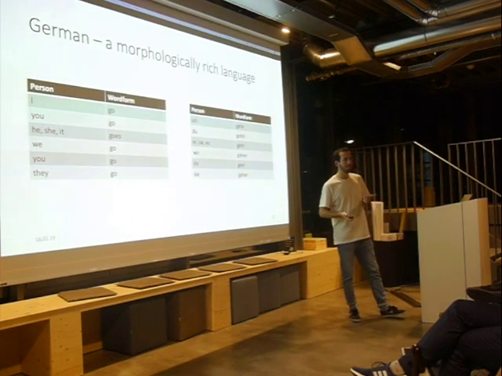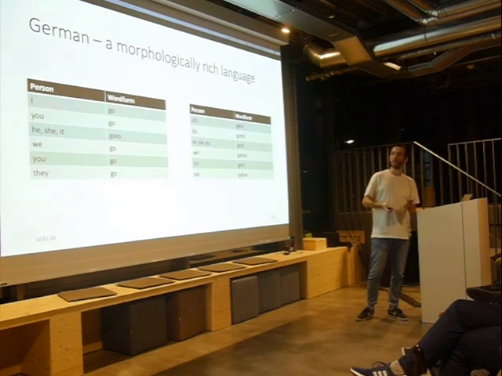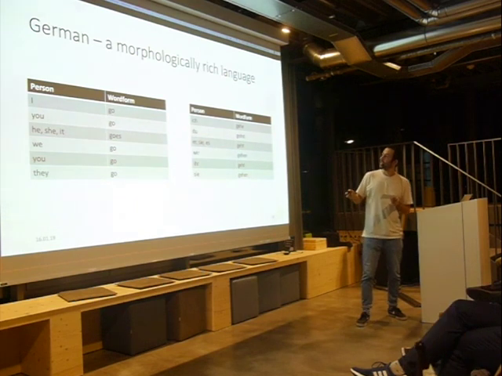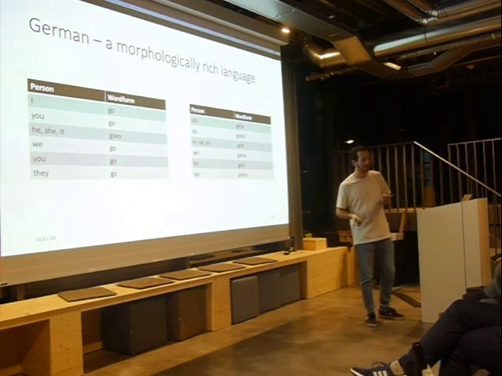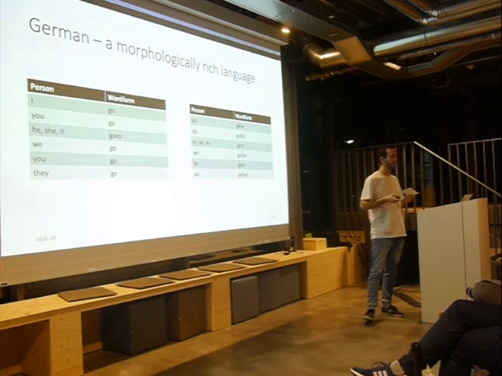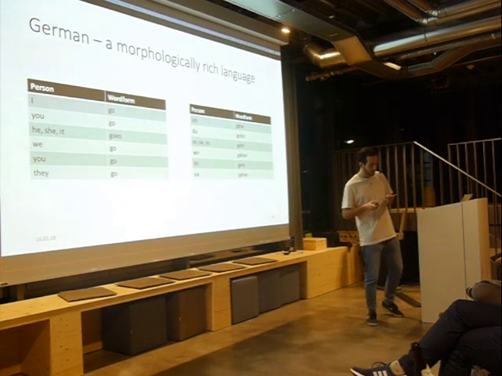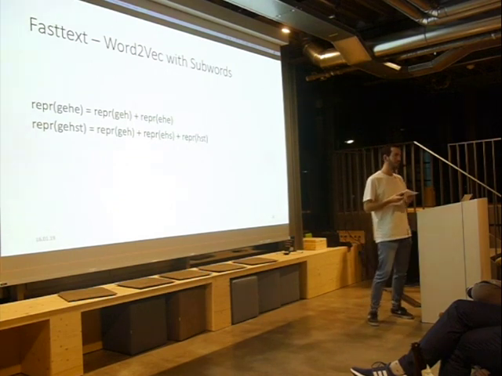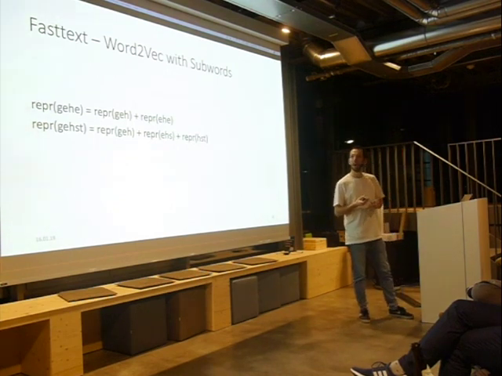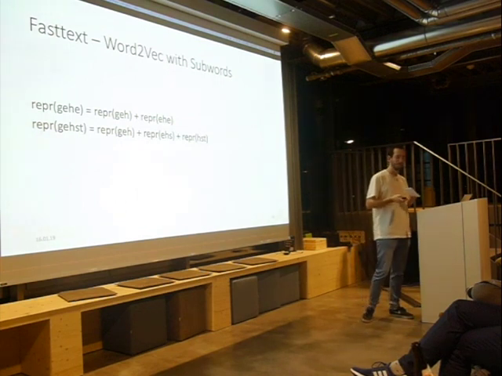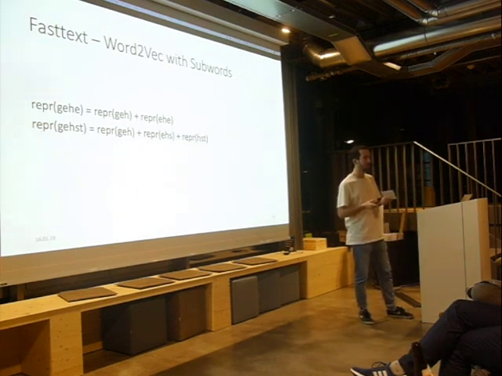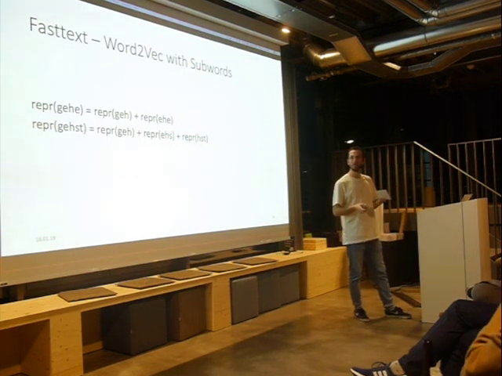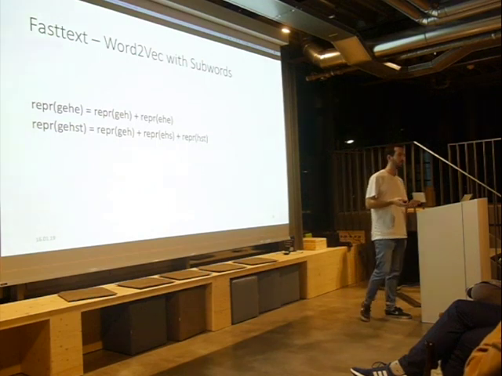As our texts are in German, which is a morphologically rich language, as you can see here, for example in conjugation, you have a lot of different word forms. To deal with this problem, we used fastText, which shares the idea of learning the meaning by looking at the context. But you don't take whole words, you learn the meaning of subwords.